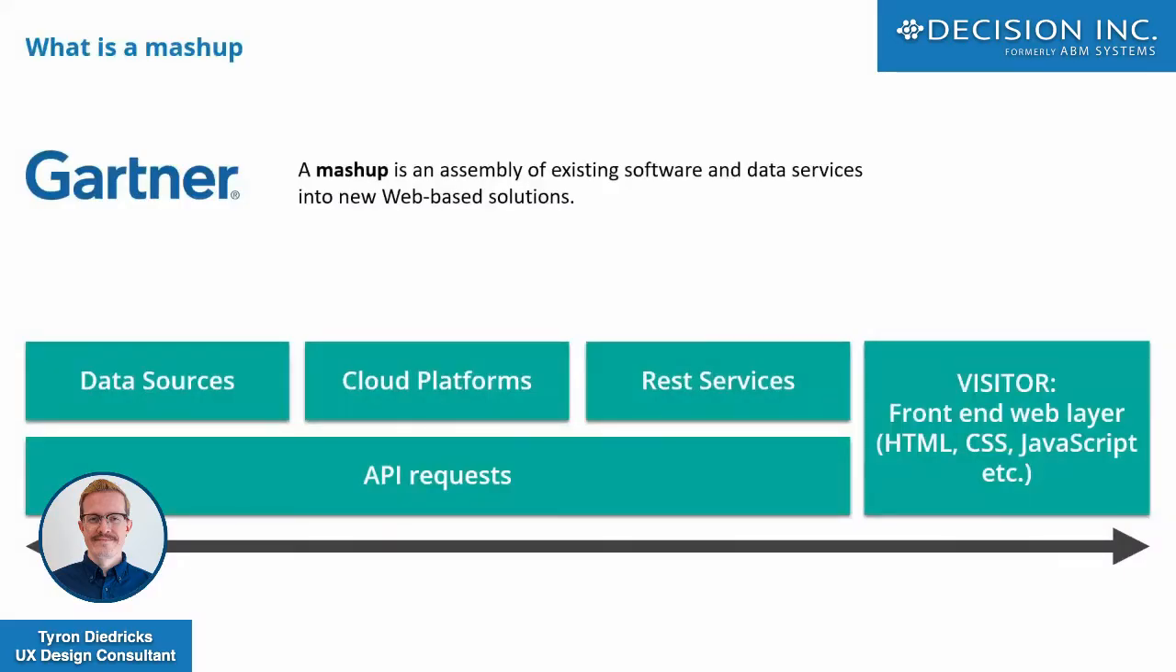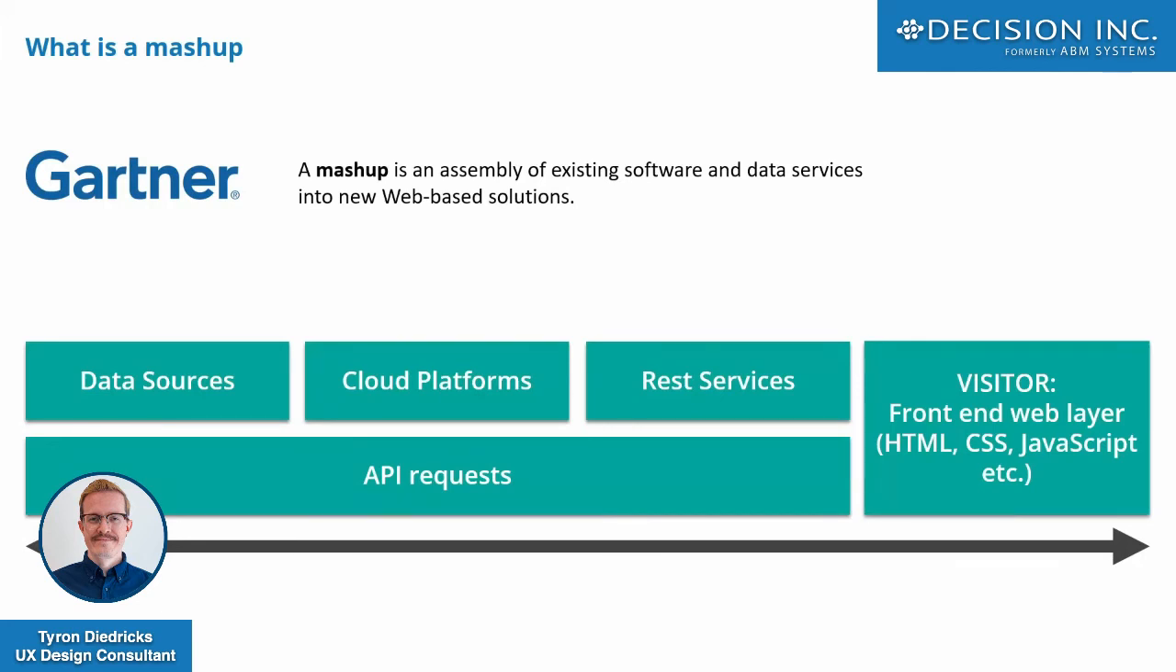So what is a mashup? I've used the Gartner definition here just to give a basic overview, but a mashup is an assembly of existing software and data services into web-based solutions. And to put that in a simpler way, let's look at the diagram at the bottom of the page.